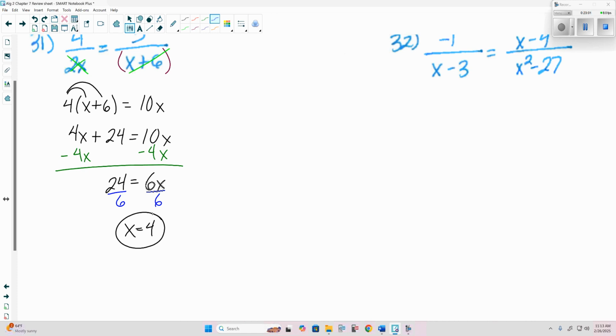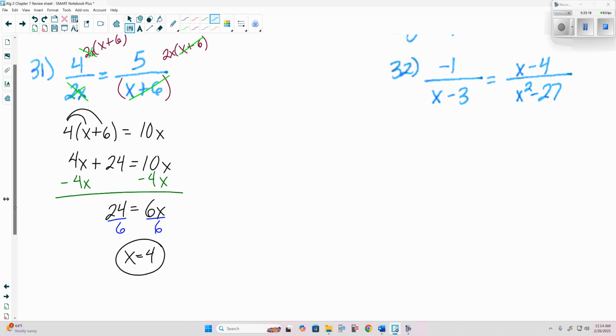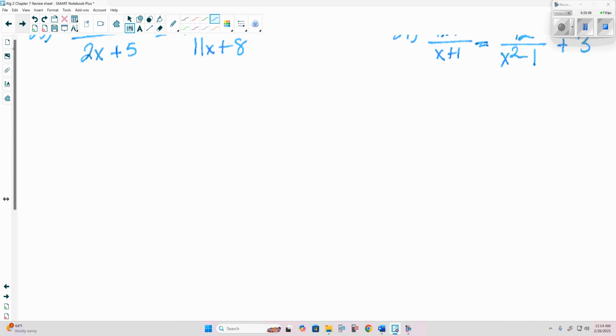The only ones you really need to list restrictions on, especially with solving on the test, and I'd be looking at the instructions. If it says check your solutions, check your answers, definitely find the restrictions there. Those are the only ones where the restrictions are going to be important. Any other questions on 31? All right. If we have time, we'll come back for 32.